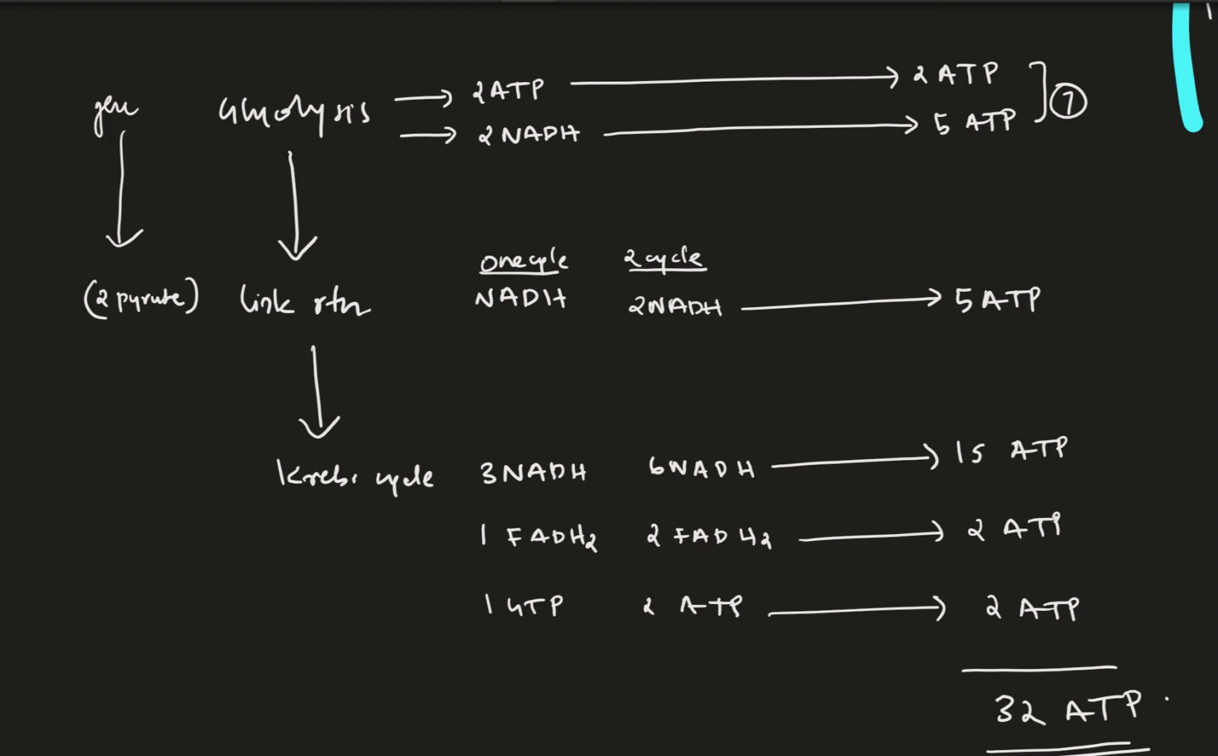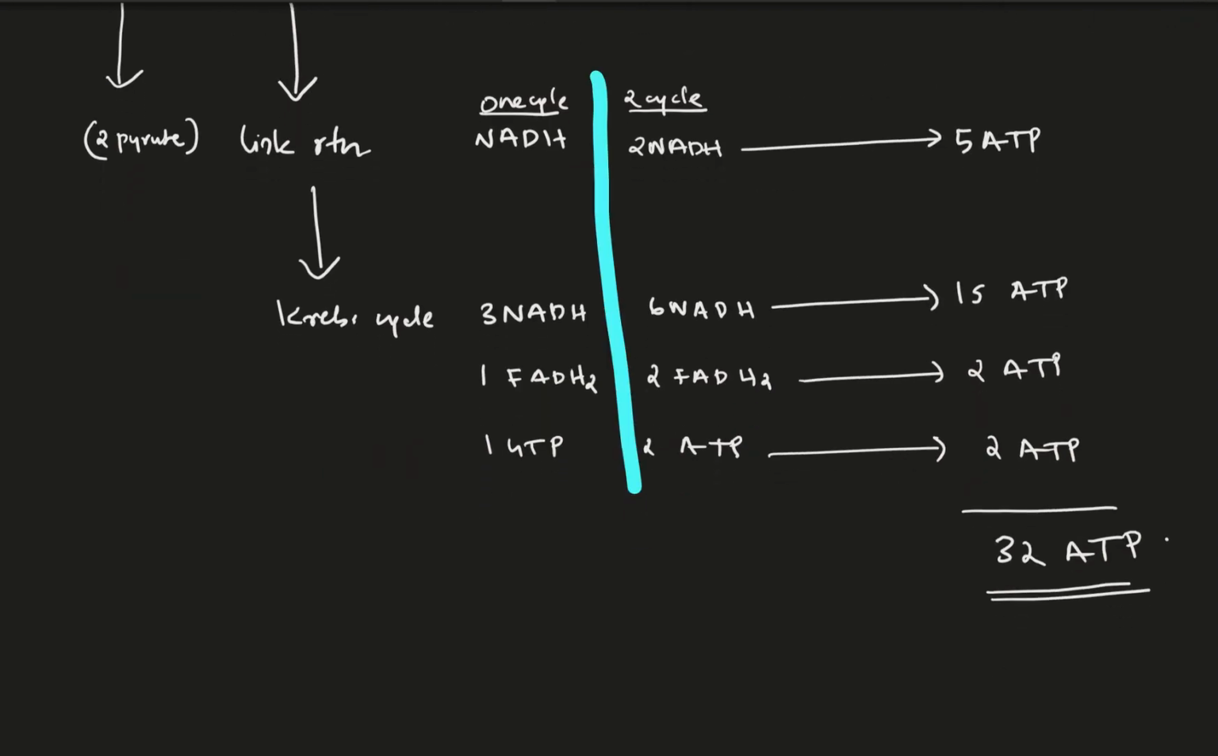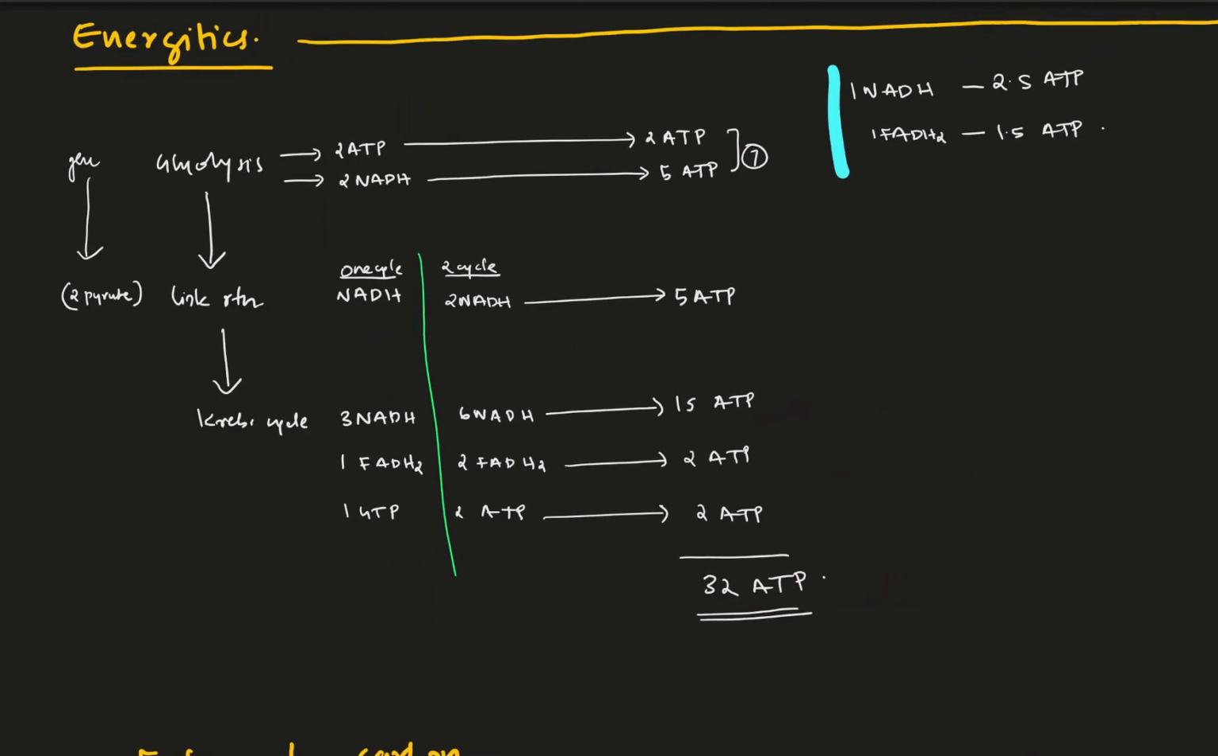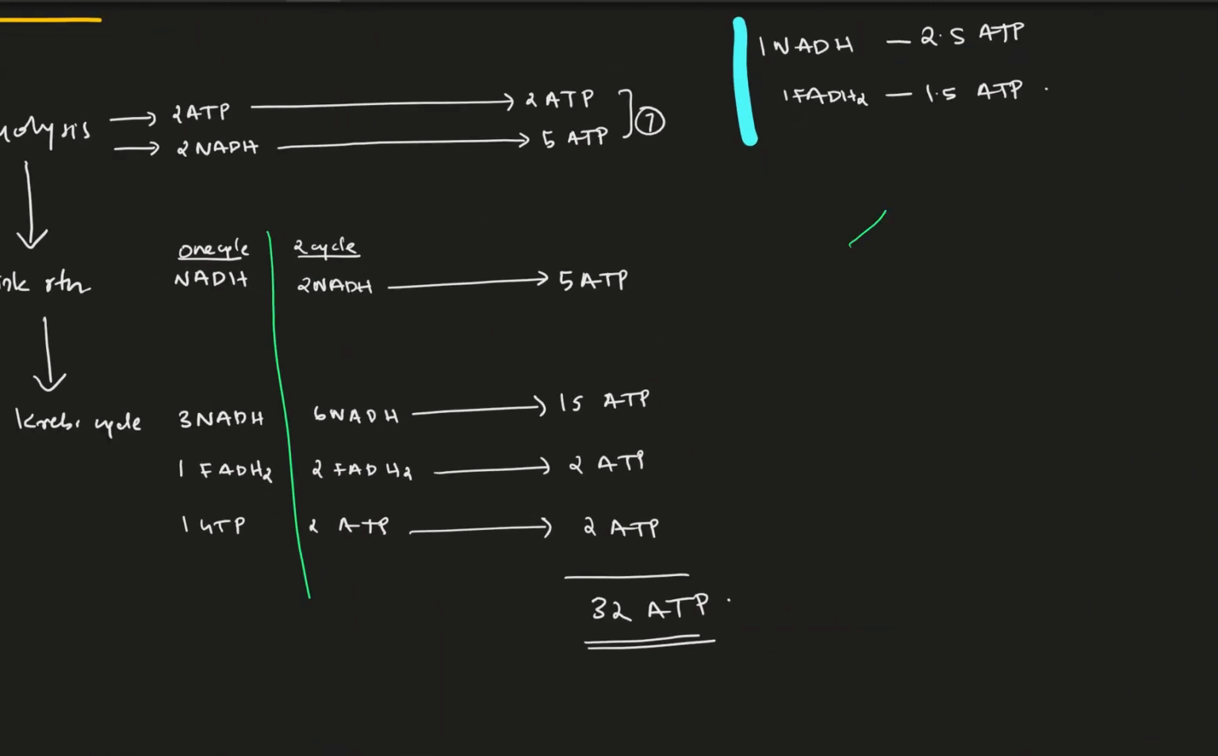Then in the Krebs cycle, in a single turn we actually get 3 NADH, 1 FADH2 and 1 GTP. As there are 2 cycles, we get 6 NADH, 2 FADH2 and 2 ATP, plus 2 NADH in the link reaction. These are converted into ATP using 1 NADH equal to 2.5 ATP and 1 FADH2 equal to 1.5 ATP, and we get 32 ATP in total.